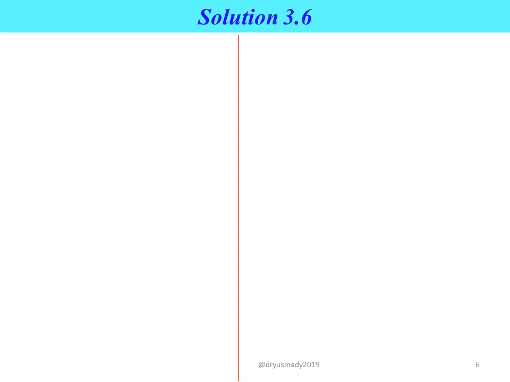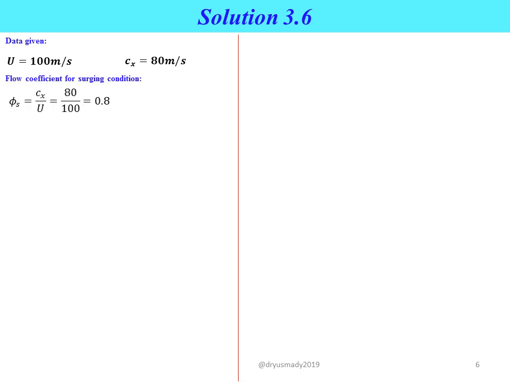Okay, solution for example 3.6. So the data given in terms of blade speed: blade speed u equal to 100 meters per second, Cx equal to 80 meters per second. The flow coefficient for surging condition you can determine by using the flow coefficient formula, where psi s equal to Cx over u. By referring to the data given, psi s equal to 80 divided by 100, which is equal to 0.8.